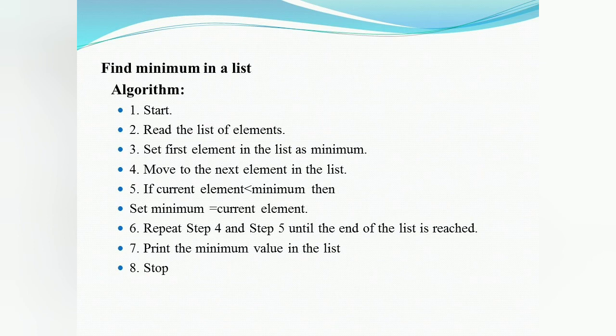This is the algorithm of finding the minimum in a list. The algorithm always begins with the start statement. Next, the read statement is used to read all the elements in the list. In the third step, the first element in the list is set as the minimum element. Next, move to the next element in the list. If the current element is less than the minimum, then set minimum equal to the current element. Now repeat steps 4 and 5 until the end of the list is reached.